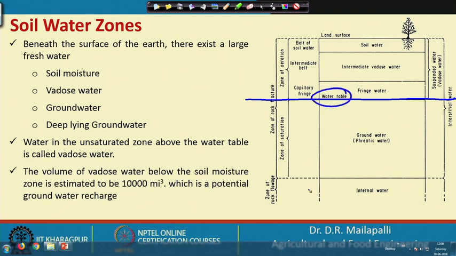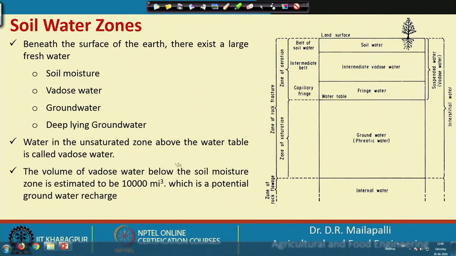The top of the saturated zone, or groundwater zone, is called the water table. This water table is influenced by atmospheric pressure. You can directly have the influence of atmospheric pressure, because this soil is not completely filled with water, so there is an atmospheric interaction with this zone. The pressure at the water table is equal to the atmospheric pressure.